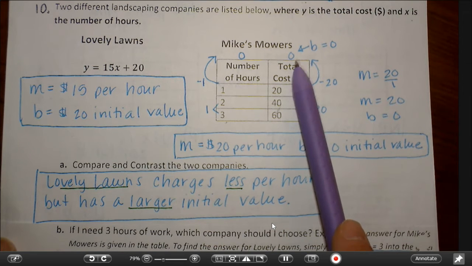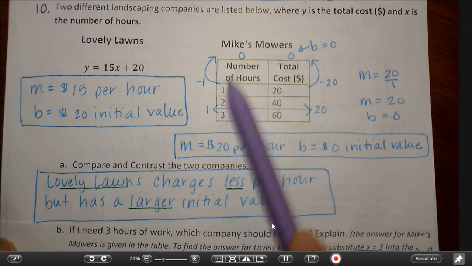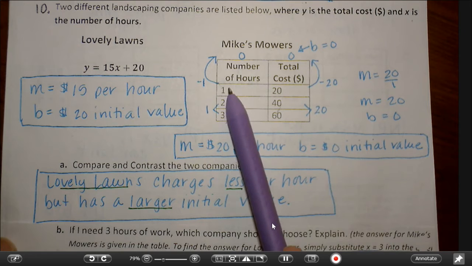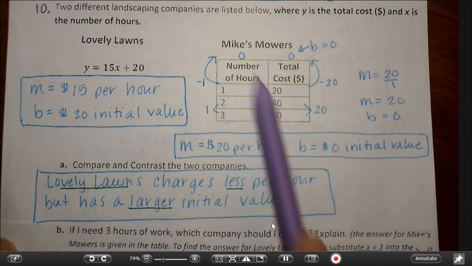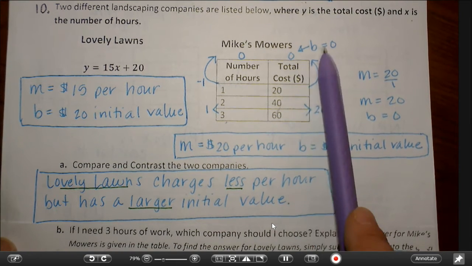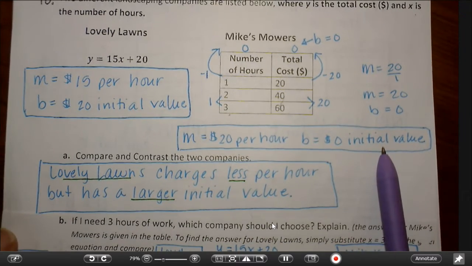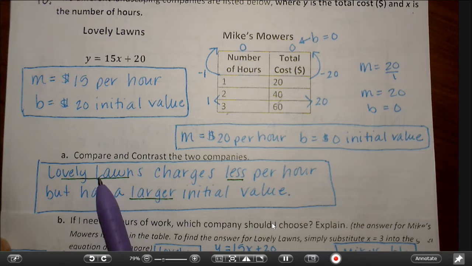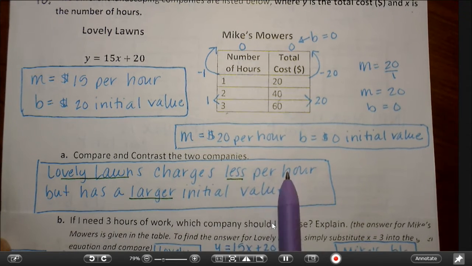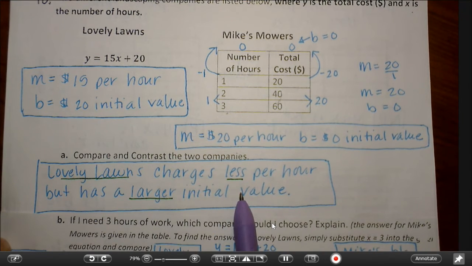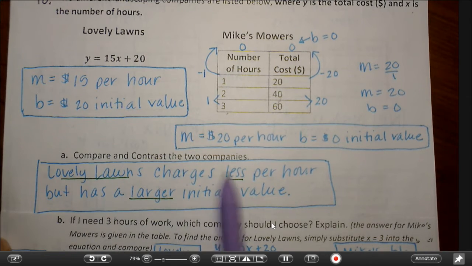Now the b is the value of y when x equals 0. So we have to take the pattern backward. 1 minus 1 is 0. 20 minus 20 is 0, so the b is 0. So that's a $20 per hour and a $0 initial value. So I chose to talk about Lovely Lawns. Lovely Lawns charges less per hour, but has a larger initial value. Or you could have said Mike's Mowers charges more per hour and has a smaller initial value.